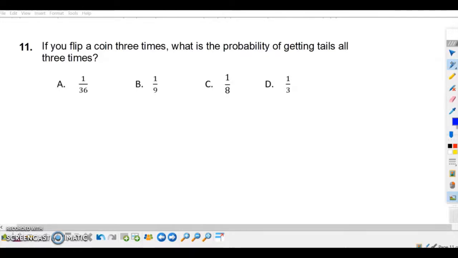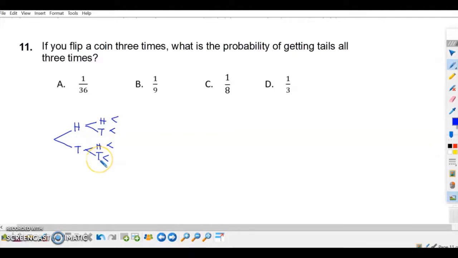All right, and another one. If you flip a coin 3 times, what's the probability of getting tails all 3 times? So if you flip a coin, the first time you flip a coin, you could get heads or tails. Okay, then you could flip it again and again get heads or tails. So this would be heads, then heads, heads, then tails, tails, then heads, tails, then tails. And then you're going to flip a coin the 3rd time.